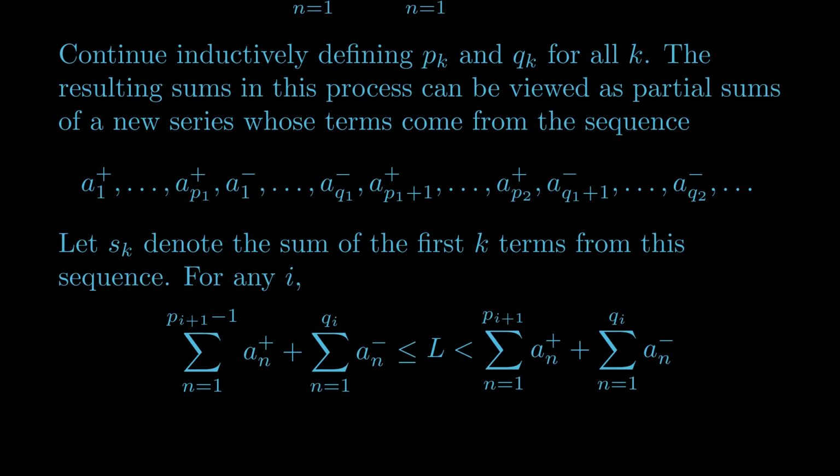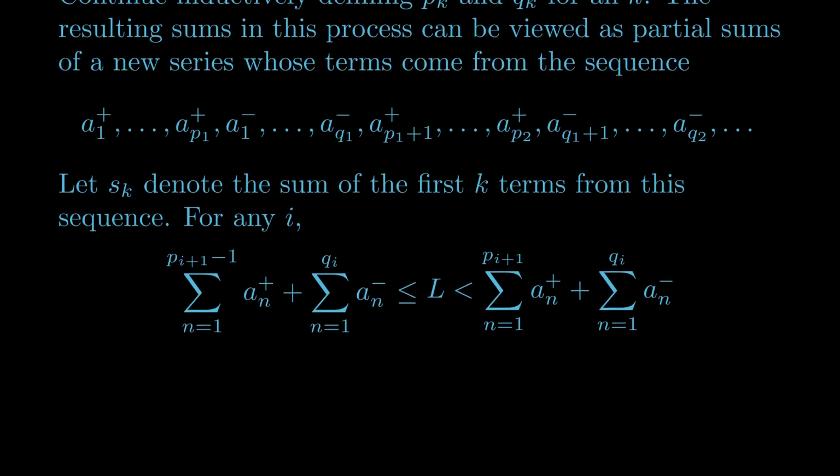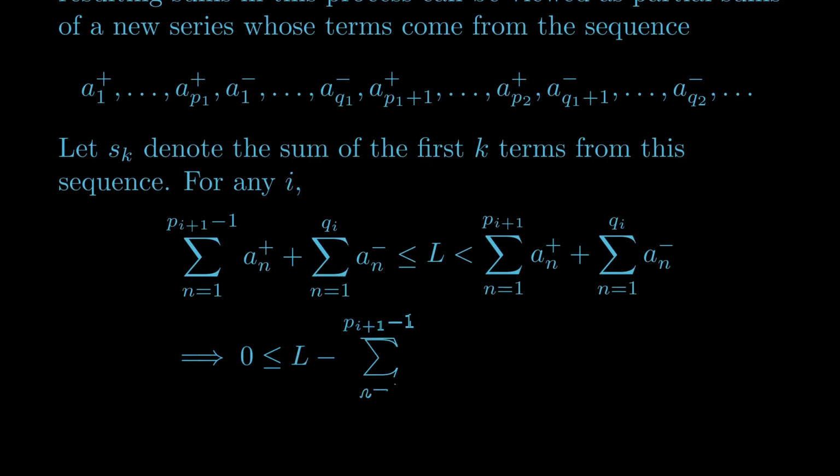This is the same expression on the right, just missing that final term, and so we only have the index in the first sum go up to p sub i plus 1 minus 1. Subtracting the left-hand side from all three sides of this inequality leaves us with 0 on the left, with this difference in the middle, and just with the single term a sub p_i plus 1 on the right, because all the other terms cancel out.